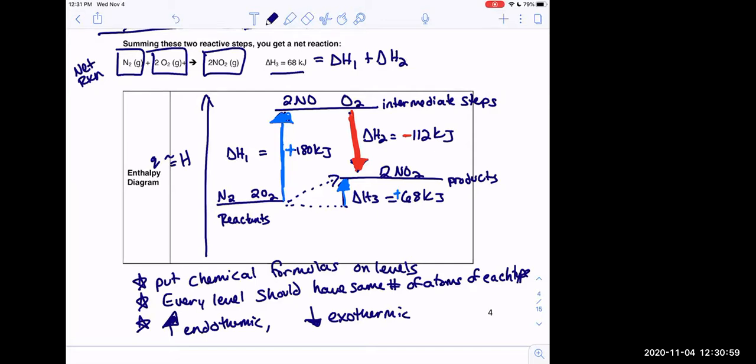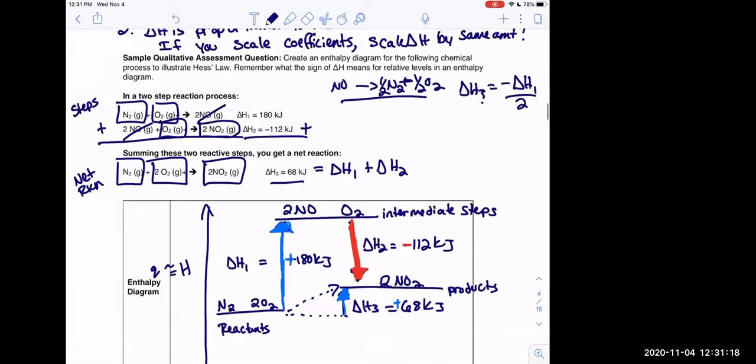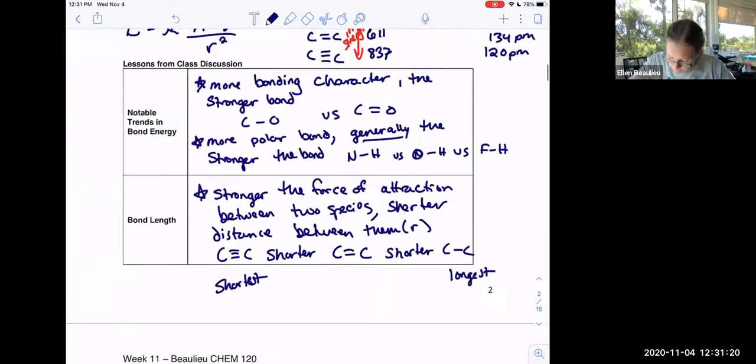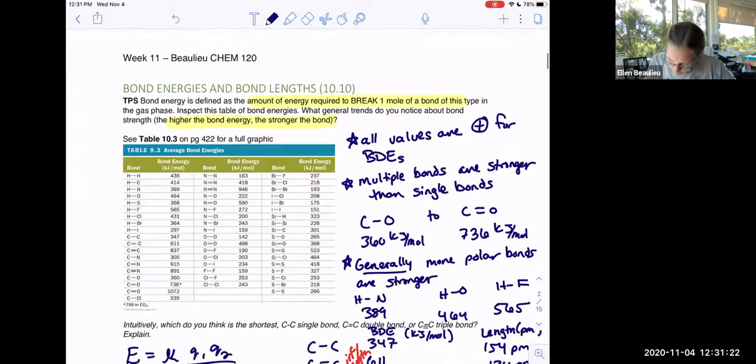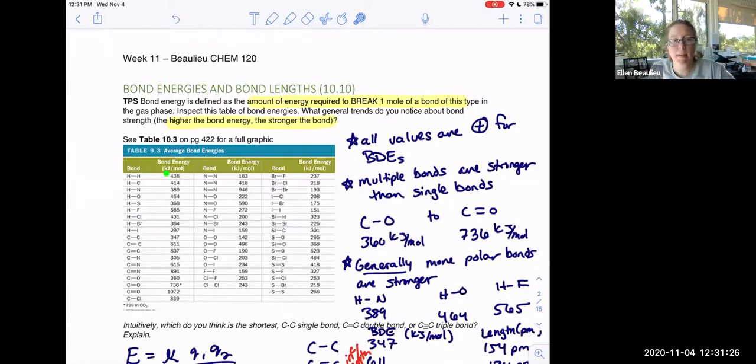Cool? I have a question about the energies for the delta H's. If we're given those energies in kilojoules, we'll always use that as opposed to using the table that was given in that asynchronous lecture. So the asynchronous lecture gives you bond energies in kilojoules per mole.